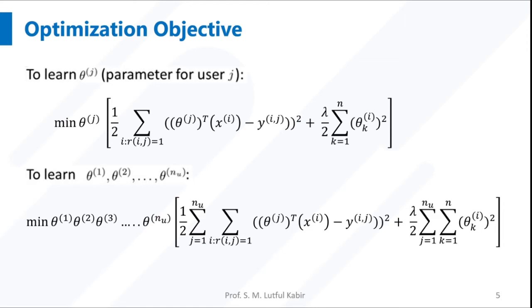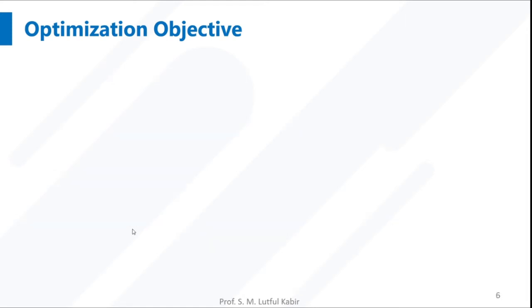For example, theta k1 or theta k2, that means k can be 1, it can be 2, or it can be 0. We'll discuss that. So this is only the definition of the objective function, or optimization objective, in order to find out the actual value of the parameters theta.